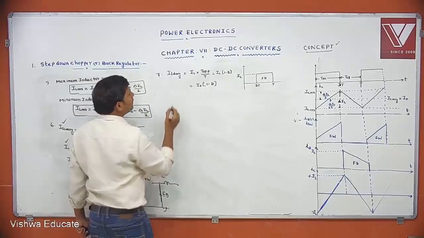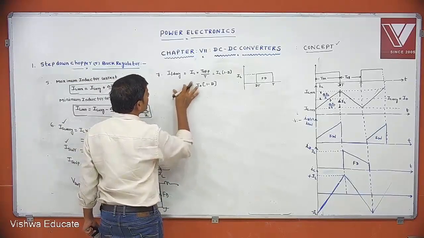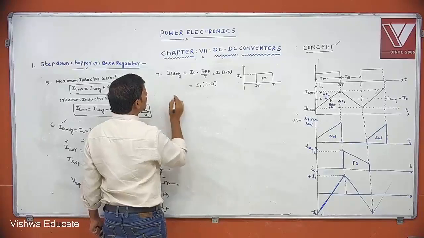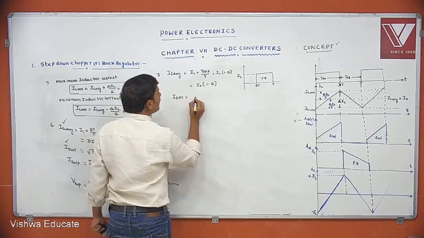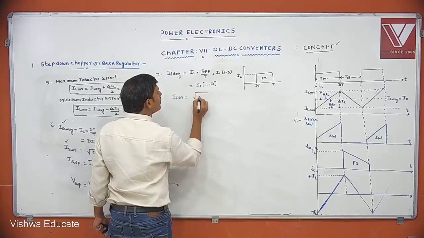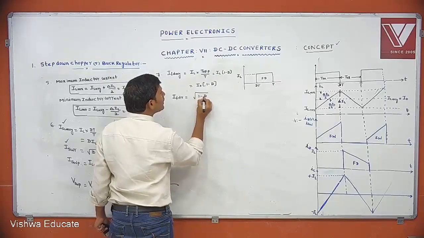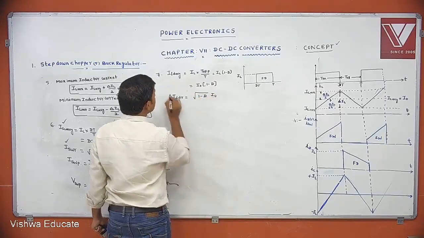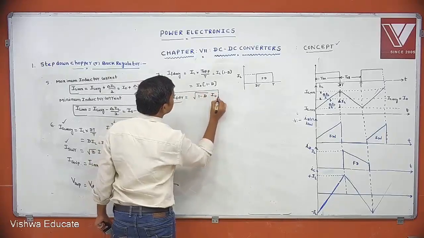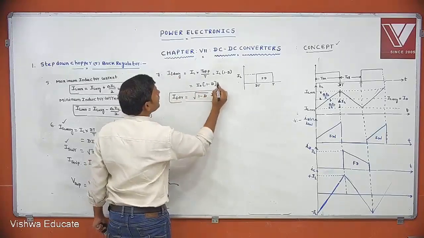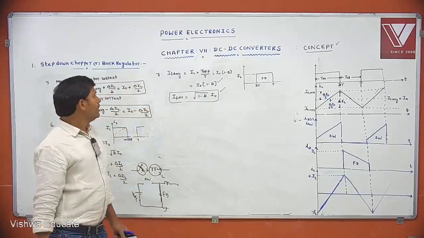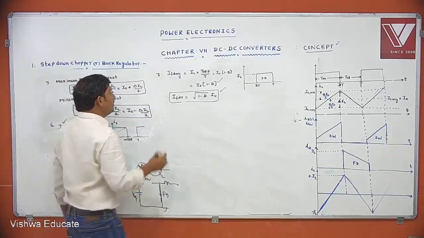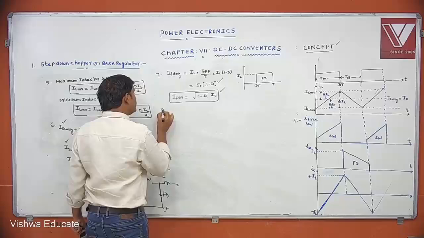Then how to find the RMS freewheeling diode current? The RMS value of freewheeling diode current, IFD RMS, equal to root of 1 minus D into I0. This is the average freewheeling diode current and this is the RMS freewheeling diode current. Over. This is the 7th parameter. Then the 8th one.